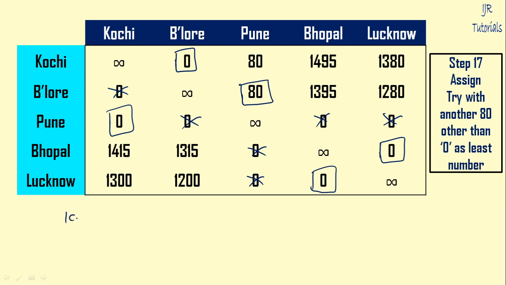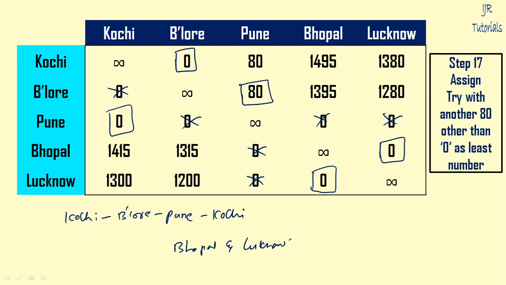So I can write here Kochi to Bangalore. So he started from his hometown and stayed in Bangalore. Now he will start from Bangalore to which city? Pune. From Pune to which city? Kochi. So again where Bhopal and Lucknow? So that means it is not an optimal route. It is not an optimal route.